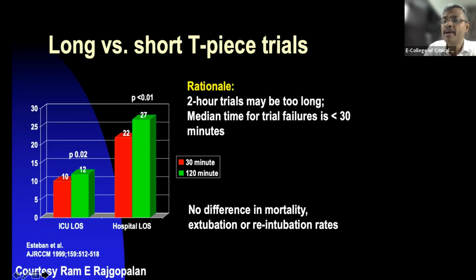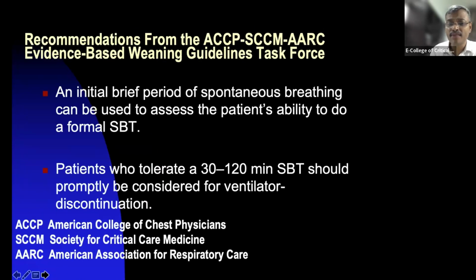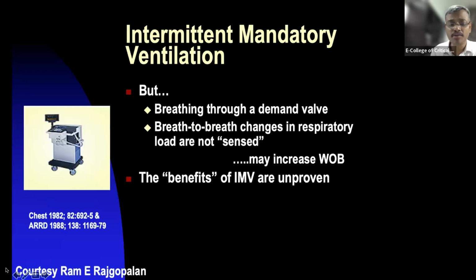Don't wean him. Put him back on volume support, because this is called premature weaning. So 2 hours or 30 minutes are both the same. You can try both. I try only 30 minutes. If he fails, go back to the ventilator and see why he is not able to wean. I'll tell you later. Intermittent SIMV was also tried, and they found that SIMV was not a very good option.